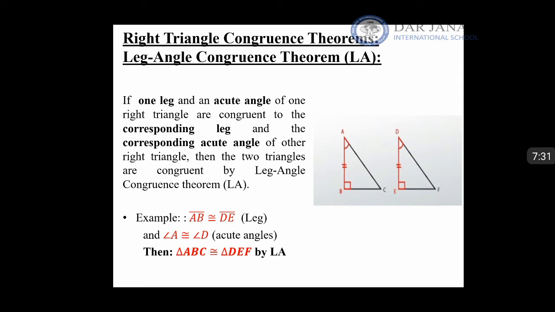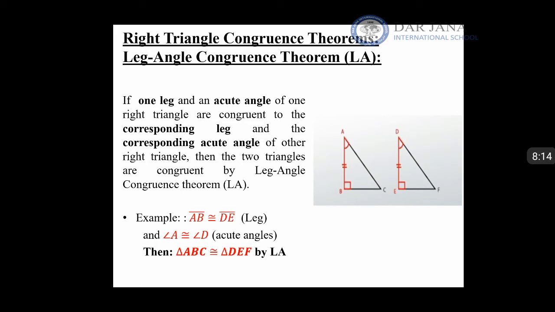So let's see what we have in this figure. We have AB congruent to DE. So we have a leg in the first right triangle that's congruent to its corresponding leg in the other right triangle. So the leg is satisfied. But in order to use this theorem, we have to use a leg and an acute angle, not only the leg. So we need an acute angle, and as you see, angle A is congruent to angle D. So angle A is congruent to its corresponding angle in the other triangle, which is angle D. So here we can use the leg angle congruence theorem in order to prove that the triangle ABC is congruent to the triangle DEF.